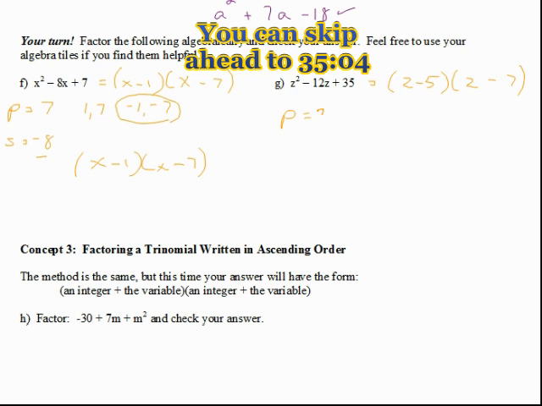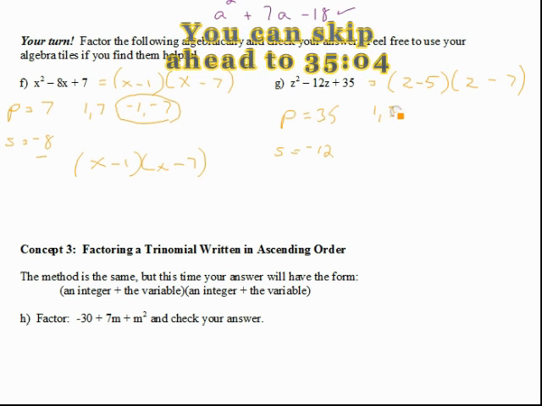So product is 35, sum is -12. So I actually know right away they both need to be negative, so I'm going to write them as positives because that's easier, but I know that I'm going to use the negative version. So what I'm actually going to do is this.